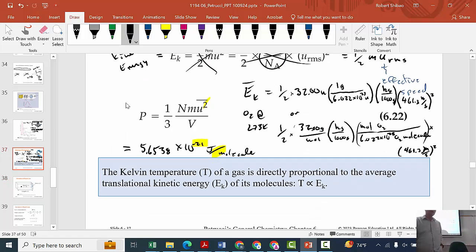Why do we care about the average kinetic energy? Because we're going to have a distribution of energies. We care about the average kinetic energy because the average kinetic energy and temperature are related. In other words, the way we think about it is temperature is directly proportional to the average kinetic energy here.